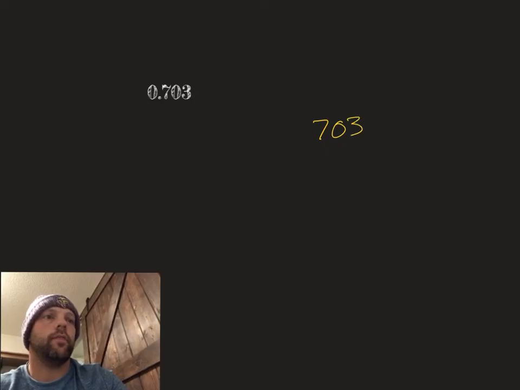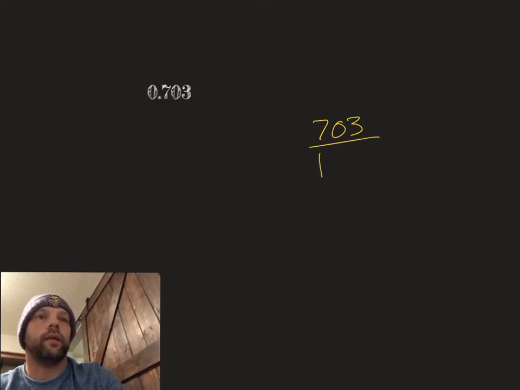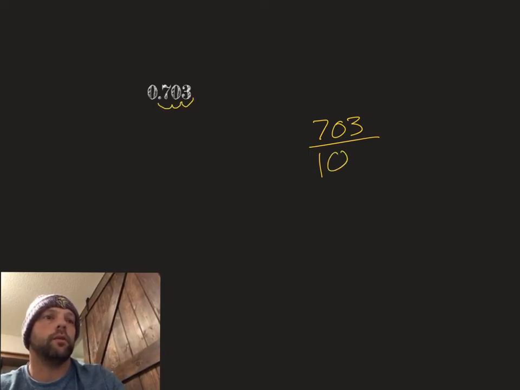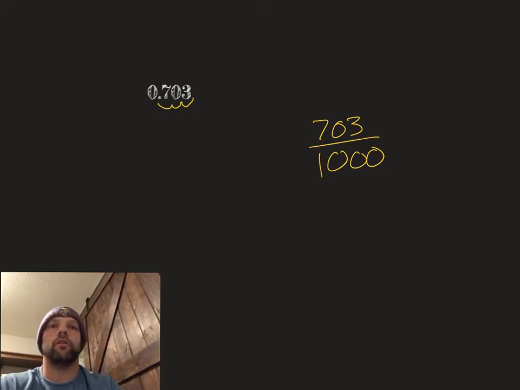All right, looking at our next example, I'm just going to list the number that I have there, which is 703. And then I'm going to put a 1, and if I count my numbers after the decimal, 1, 2, 3, that means I'm going to put 3 zeros there, and I end up with 703 over 1,000.